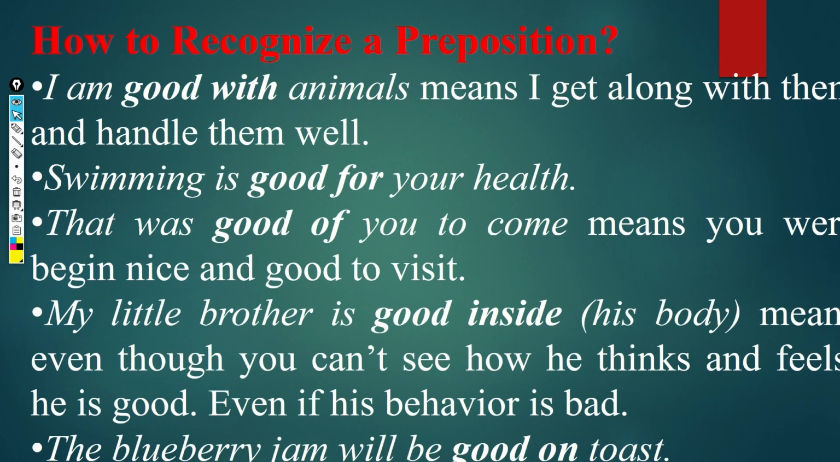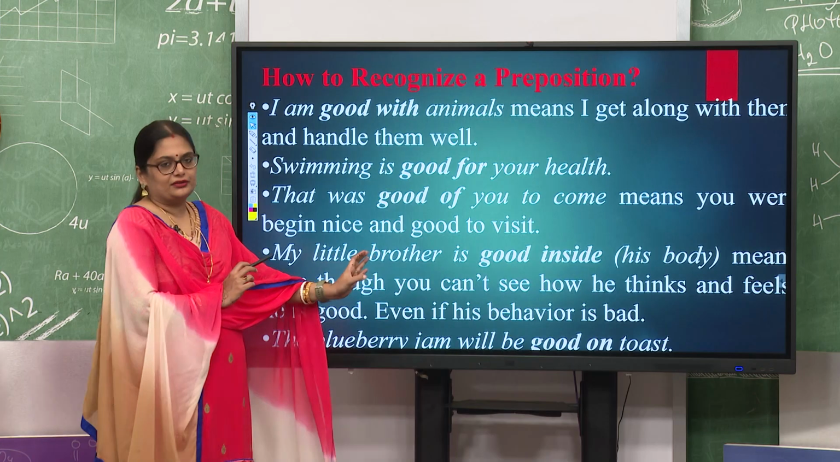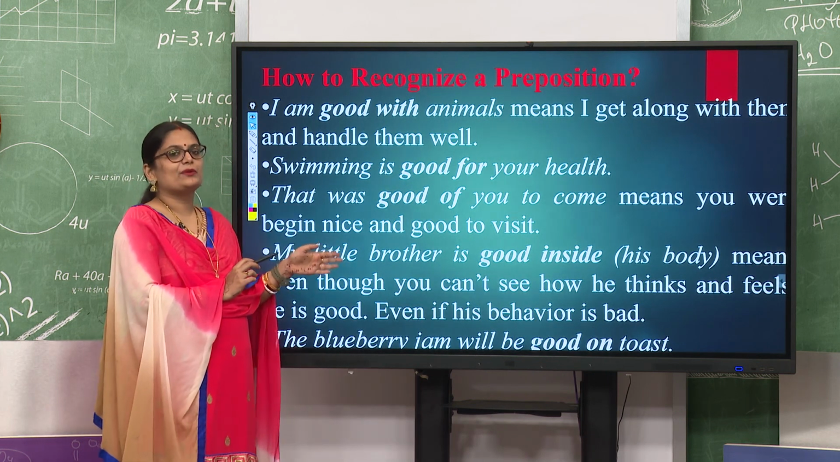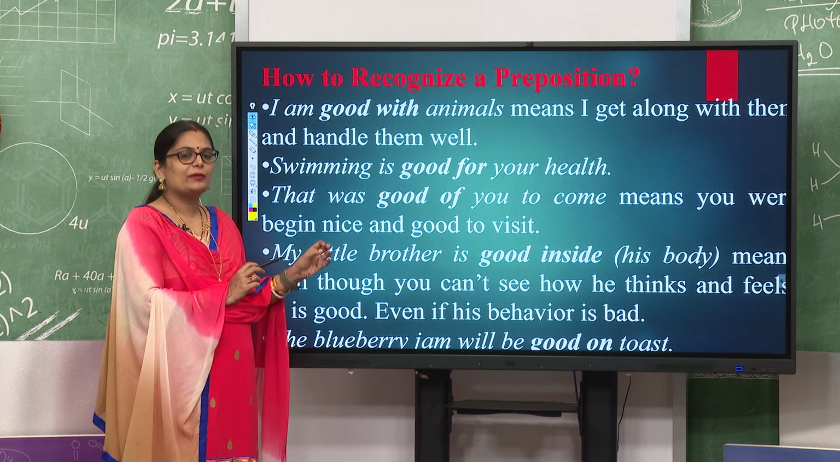Now, I am good with animals means I get along with them and handle them well. Swimming is good for your health. That was good of you to come means you were being nice and good to visit. My little brother is good inside, meaning even though you can't see how he thinks and feels, still he is a good boy. The blueberry jam will be good on the toast. So, how is the preposition used? Good for, good of, good inside, good on. Okay? So, these are the different ways the preposition can be used within the sentence to make it more meaningful.